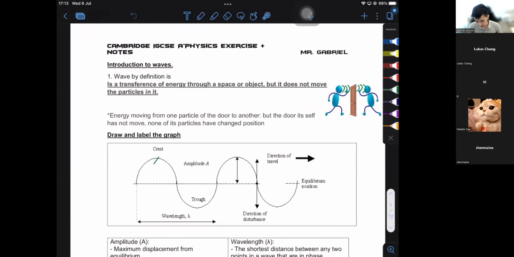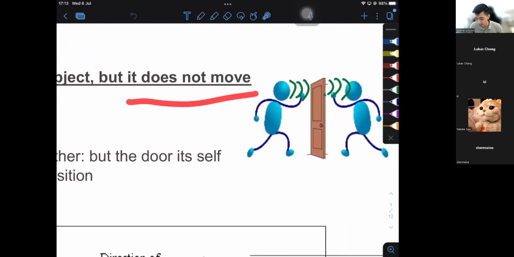If you look at the first statement here, a wave by definition is a transference of energy through a space or object, but it does not move the particles in it. You'll see that I conveniently added a small diagram here. Basically, this guy is shouting on his side, and it will vibrate the air particles. The energy will vibrate the solid particles of the door, and it will vibrate the air particles here. And this guy is able to hear the sound.